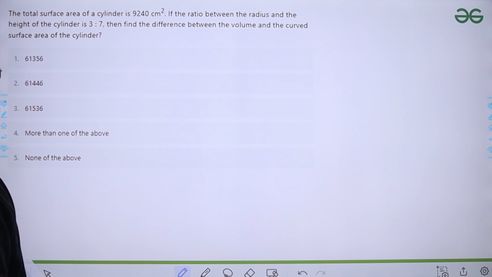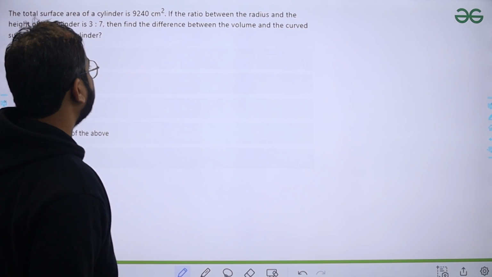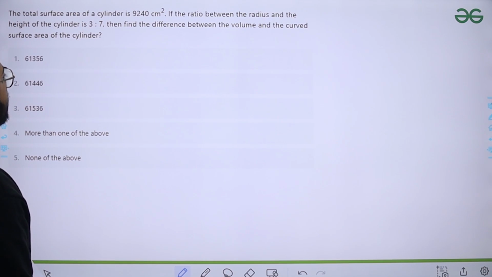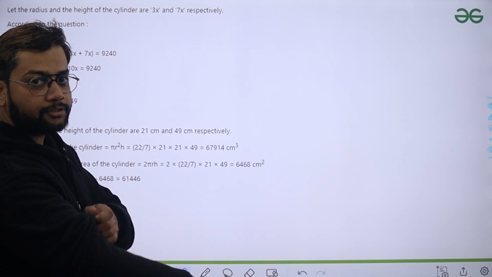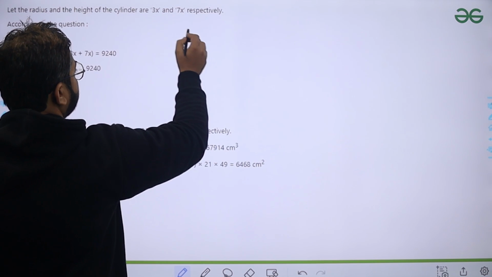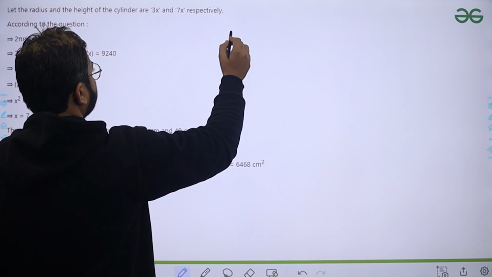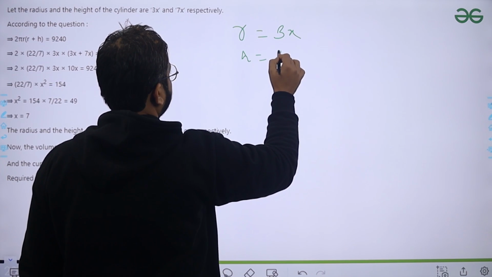The total surface area of the cylinder is 9240. The ratio between the radius and the height of the cylinder is given. The difference between the volume and the curved surface area is equal to what? Okay, let's see. If you remember the formula, then this question becomes easy immediately. See, the radius to height ratio is given as 3x and 7x, so radius is equal to 3x and height is equal to 7x.